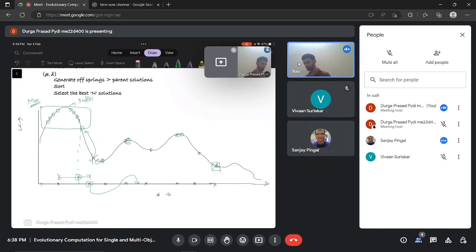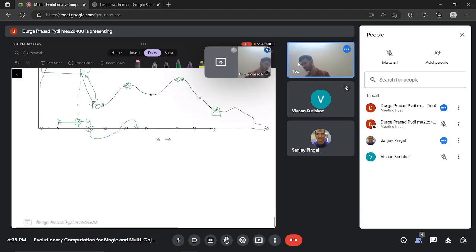Now let us come to the next aspect, parameter tuning. As we have seen, there are so many parameters. The first step is choosing the decision variables.